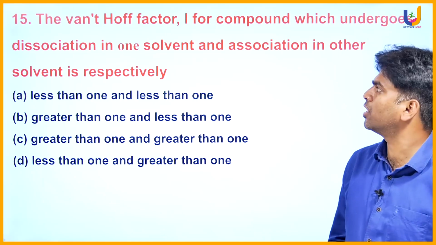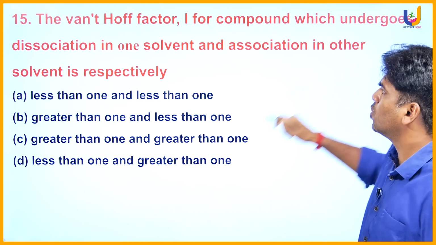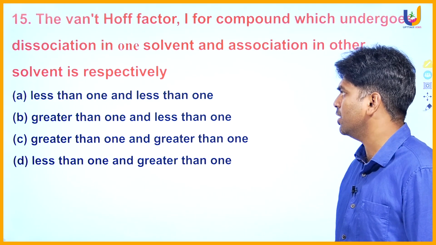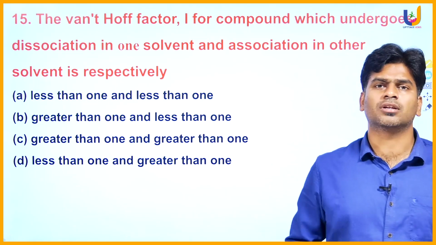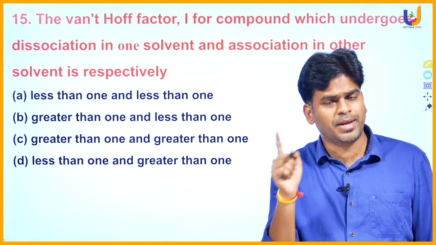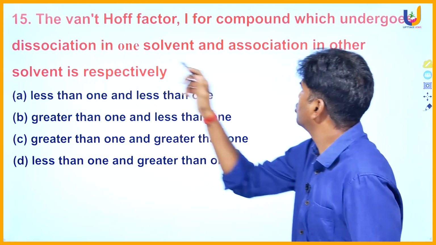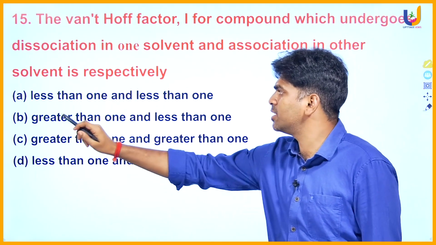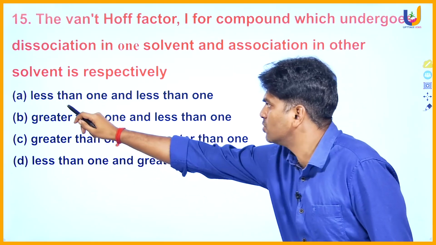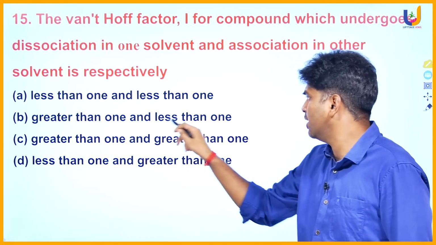Next, you see the next question. The Van't Hoff factor i for a compound which undergoes dissociation in one solvent and association in another solvent respectively. According to the Van't Hoff factor, if it is greater than 1, it takes dissociation, and less than 1 means it takes association. First dissociation and then association. So dissociation means greater than 1 and association means less than 1.